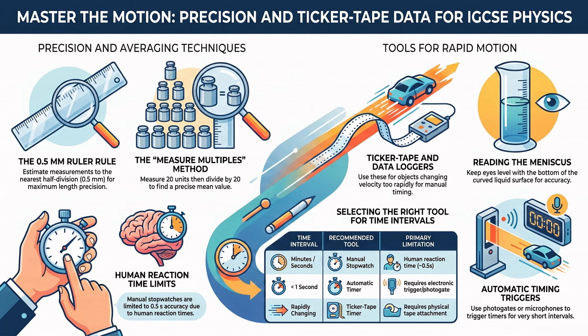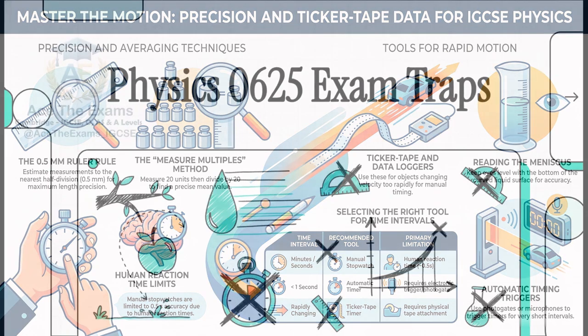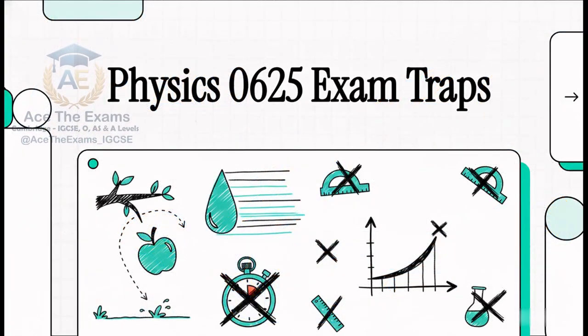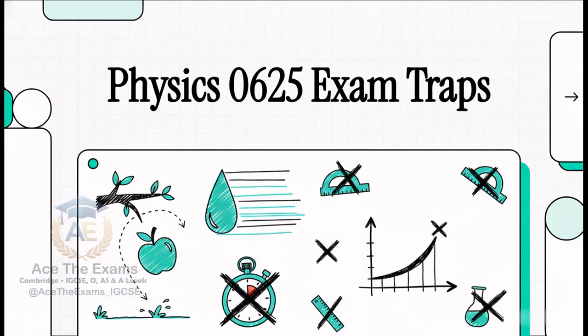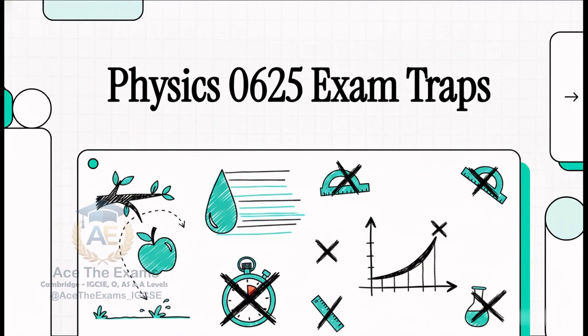Let's rescue a failing physics practical answer in under 60 seconds. If you're dropping marks on your Cambridge IGCSE Physics Paper 5 or 6, you are literally walking right into the traps examiners set on purpose. Today, we're doing a source-level breakdown of freefall, terminal velocity, and practical timing data to lock in those grade boundaries.